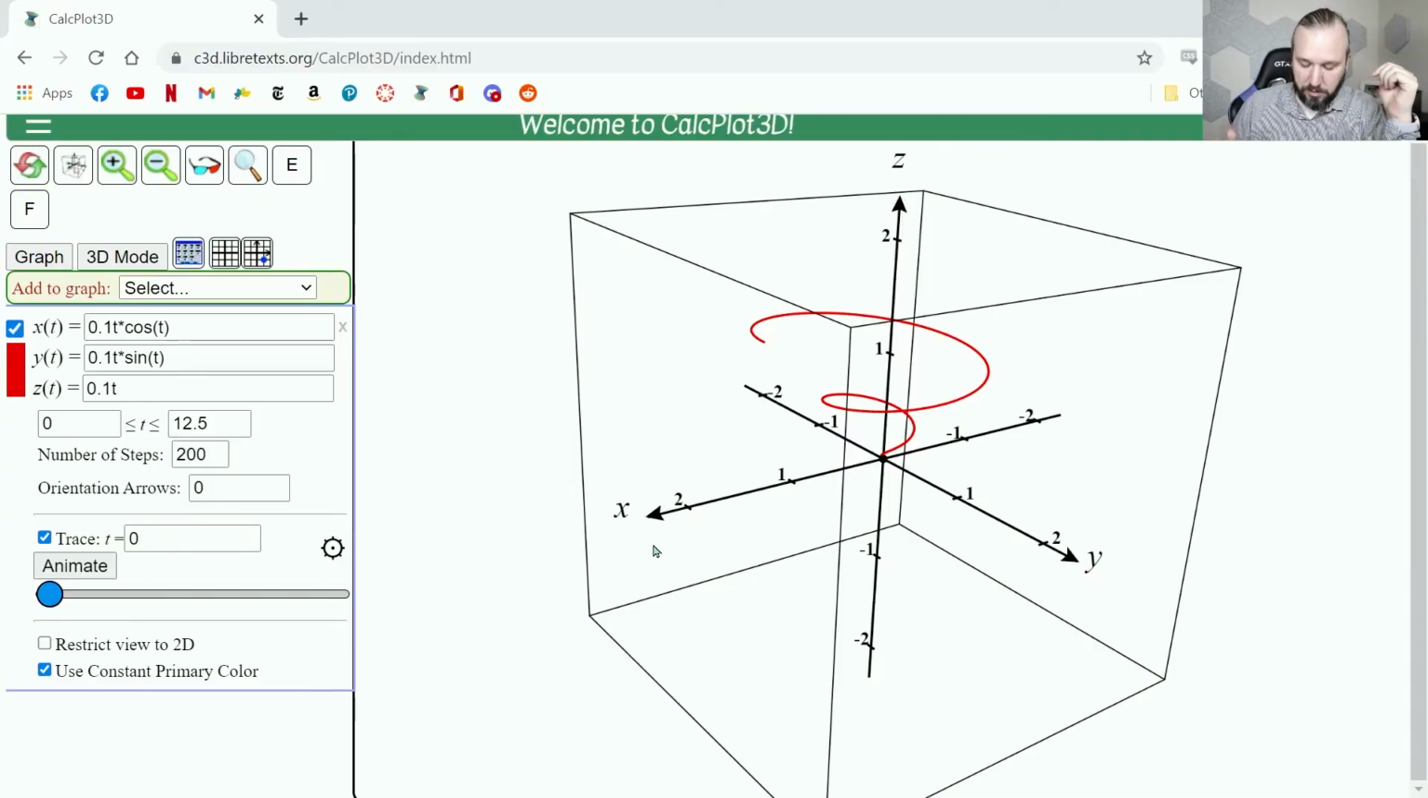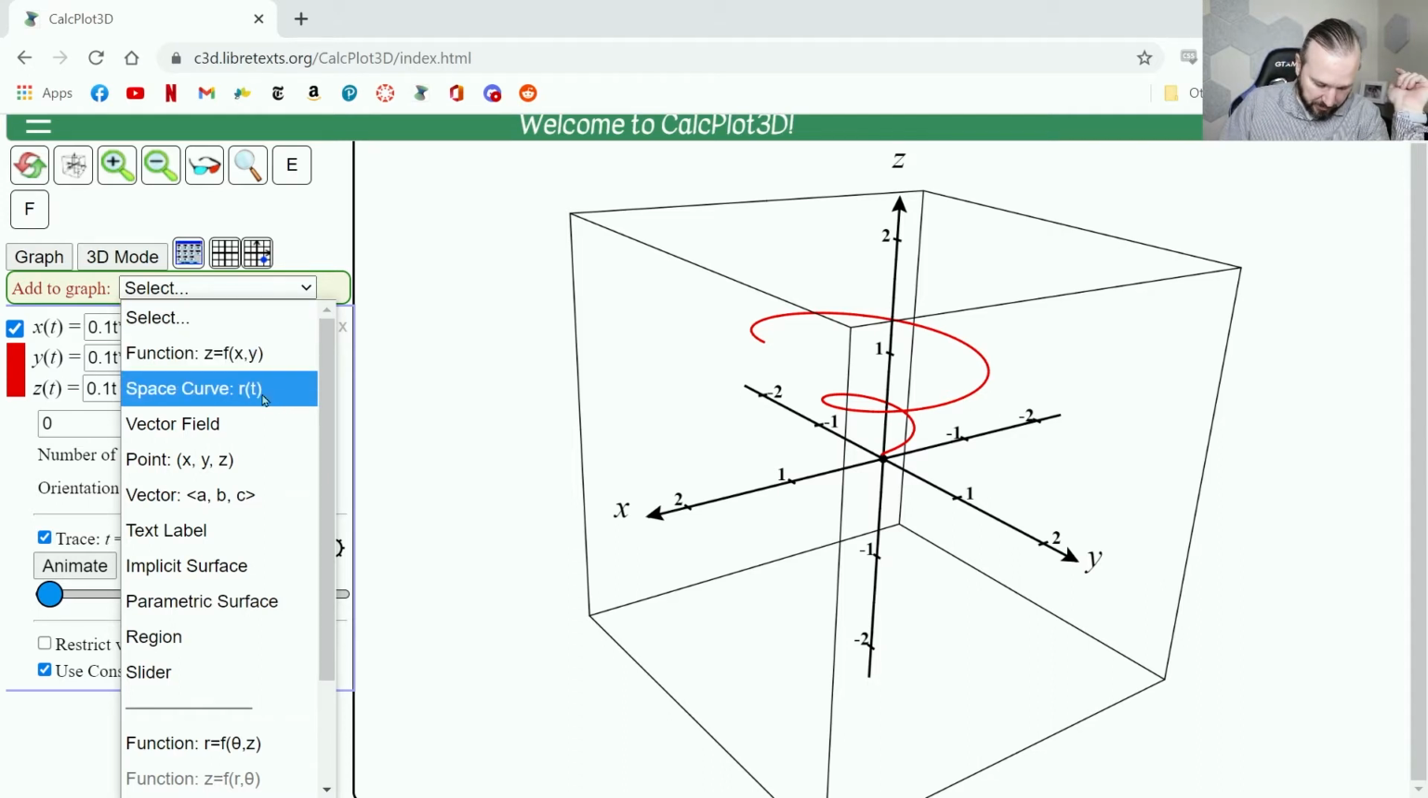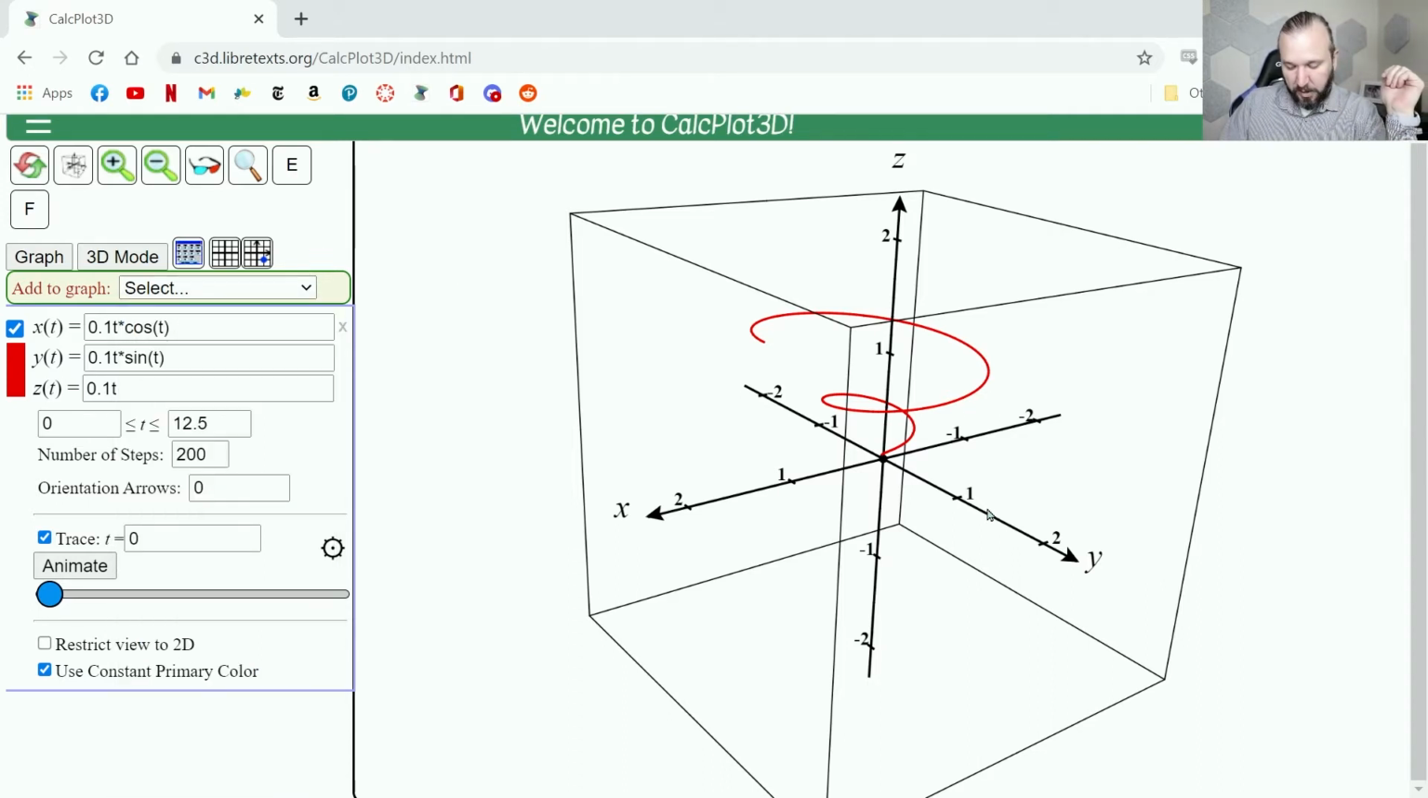Before we move on, I want to have a look at a computer-generated graph of the motion of a particle in space. I'm here in CalcPlot 3D, and the way that I built this graph is I went to Add to Graph, and I selected a space curve. And then I put in these functions: x is t cosine t, y is t sine t, and z is t. And then I scaled the whole thing down by a factor of 1/10, so it would fit nicely on the graph and these arrows don't get too big.